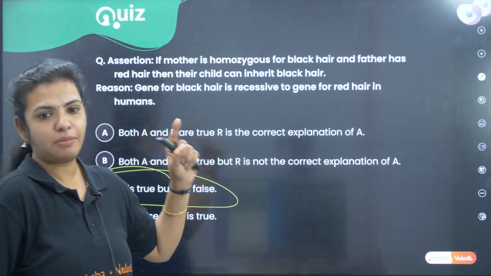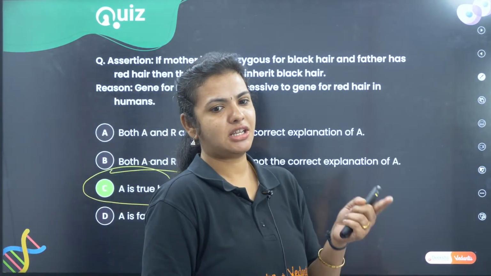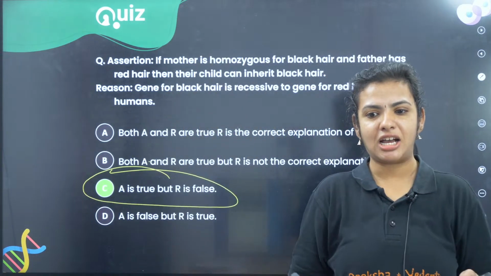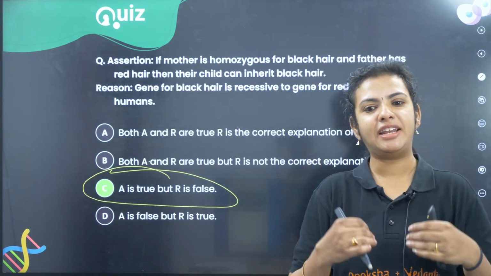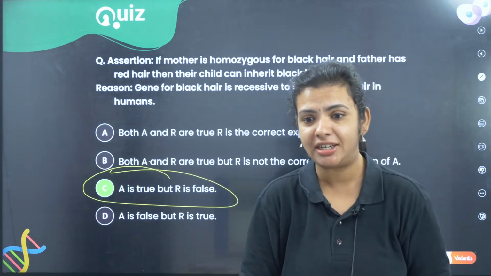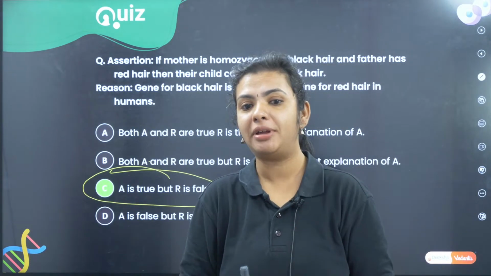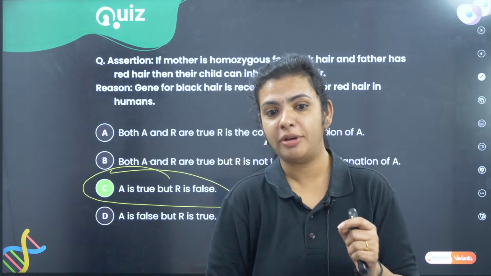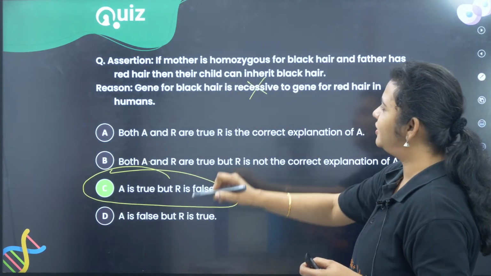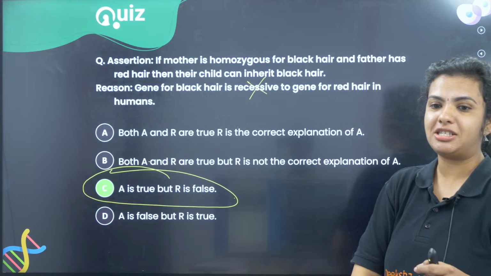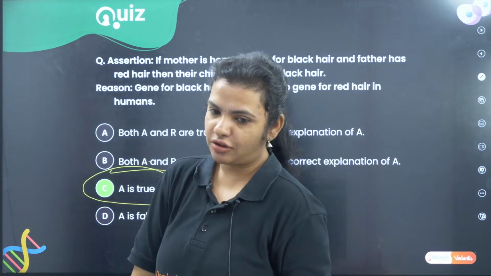If the mother has black hair and the father has red hair, there is a high chance that the child will inherit black hair because it's a dominant trait. Black hair is a dominant trait in human beings. So, black hair cannot be a recessive trait. It is a dominant trait. So, the assertion is true, the reason is false.